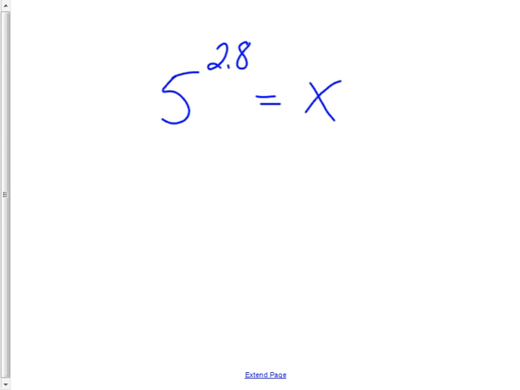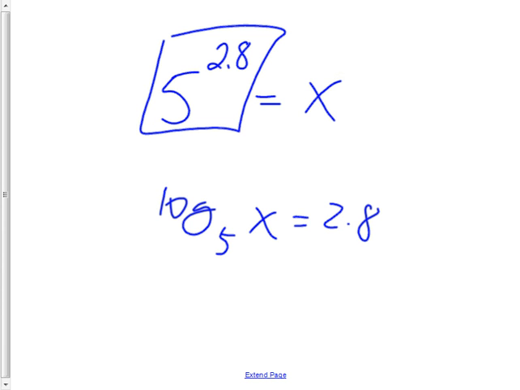Yeah, because it's already solved. X is already alone. Why would I want to mix this up into a log? It's not like it's wrong, but it doesn't help. It's already solved. There's your answer. You just have to use a calculator, 5 to the 2.8. So I'm just trying to say not everything needs a log, but do you remember?